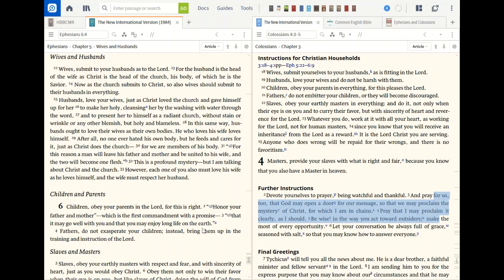But Paul writes something a little countercultural going on with the fathers. Colossians, fathers, do not embitter your children, or they will become discouraged. Fathers, do not exasperate your children. Instead, bring them up in the training and instruction of the Lord. So again, don't beat them. Don't treat them poorly. Treat them with a little respect.